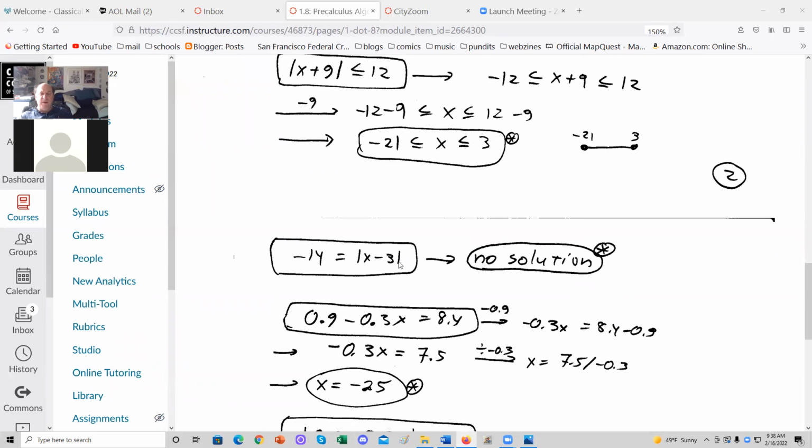Negative 14 equals absolute value of x minus 3. But an absolute value is never negative, so this has no solution.